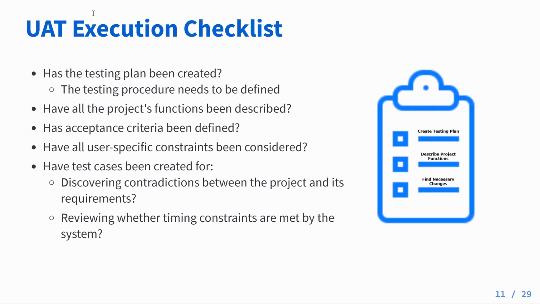Moving on, we have the UAT execution checklist. On this checklist, we want to make sure that the testing plan has been created. For example, these testing procedures need to be defined and put into a trackable system. And 2, we want to make sure that all the project's functionality has been described properly. 3, we want to make sure that all the acceptance criteria has been defined. 4, we want to make sure that all user constraints have been considered.